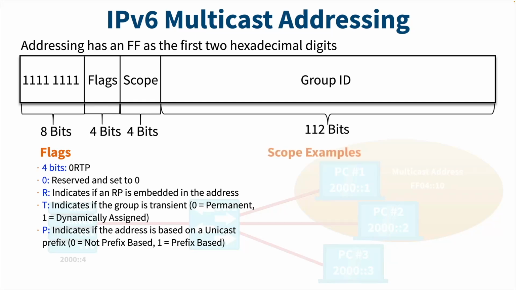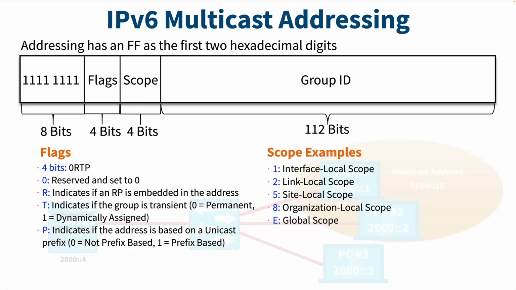And next we have 4 scope bits. And the scope bits identify the scope, or how far this multicast address can be used. Maybe it's only valid on a local interface, in which case the scope value would be a 1 in hex, where those bits would be 0001. Or if the multicast address was usable on a local link, in other words, a network segment, then the scope value would be a 2 in hex, so the bits would be 0010. If the multicast address is valid for a specific site, then the value is 5. If it's valid within an organization, then it's an 8. Or if it's valid globally, then it's an E.